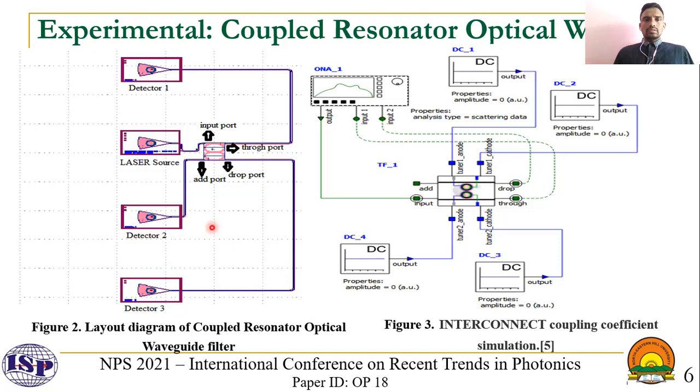This simulation can be done in Lumerical INTERCONNECT. This is the INTERCONNECT coupling coefficient simulation. We have an optical network analyzer, directional coupler 1 and directional coupler 2. We are measuring the total properties of our CROW. Here there is an add port and a drop port, input and output. This slide represents the experimental setup of our CROW filter.